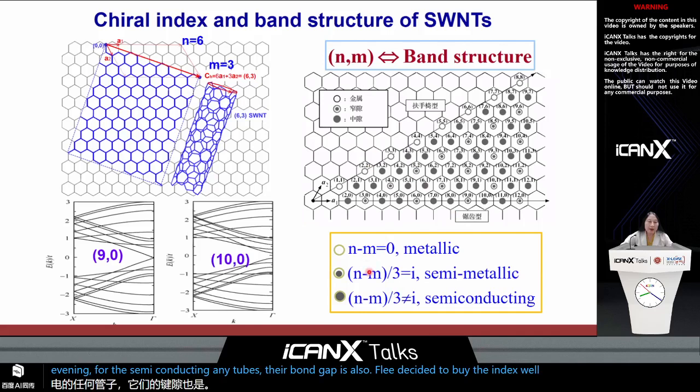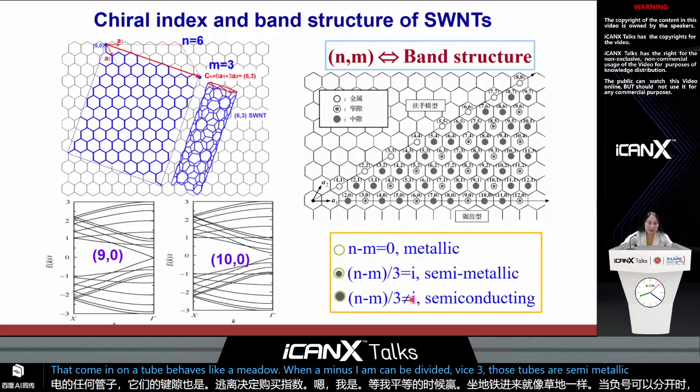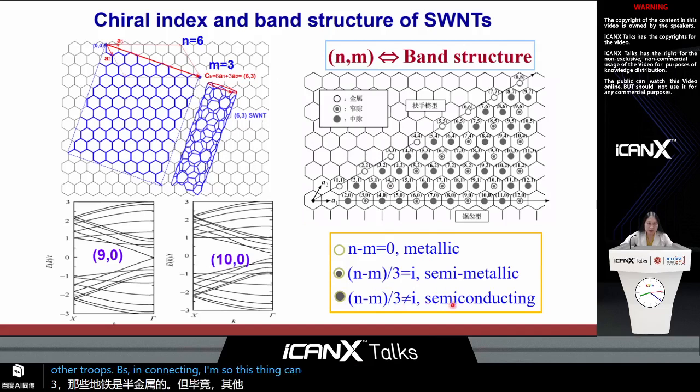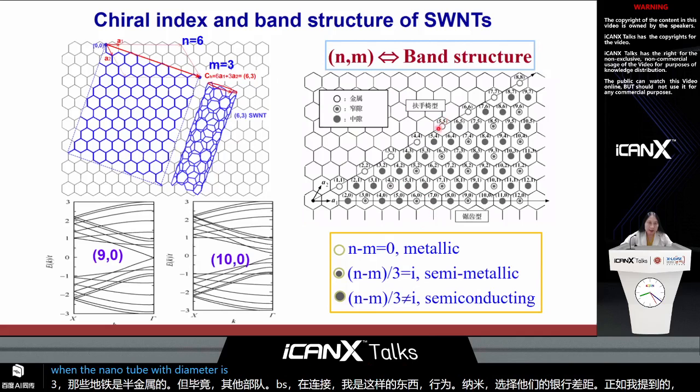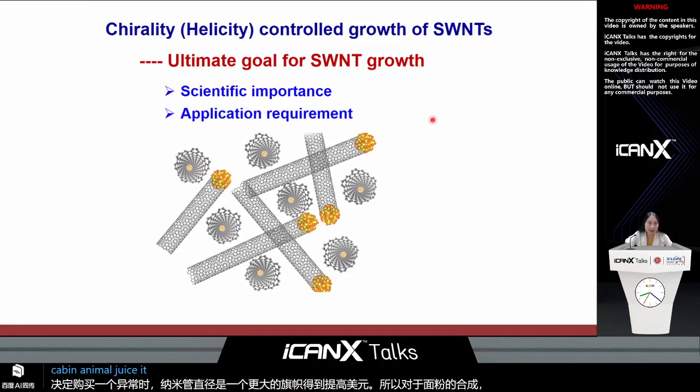When N equals M, the carbon nanotube behaves like a metal. When N minus M can be divided by three, those tubes are semi-metallic. But for all other tubes, they are semiconducting. For those semiconducting nanotubes, their band gap is, as I mentioned, decided by N, M. And normally when the diameter is larger, the band gap is smaller. So for the preparation of carbon nanotubes, it is really desirable to get carbon nanotubes with only one N, M index.